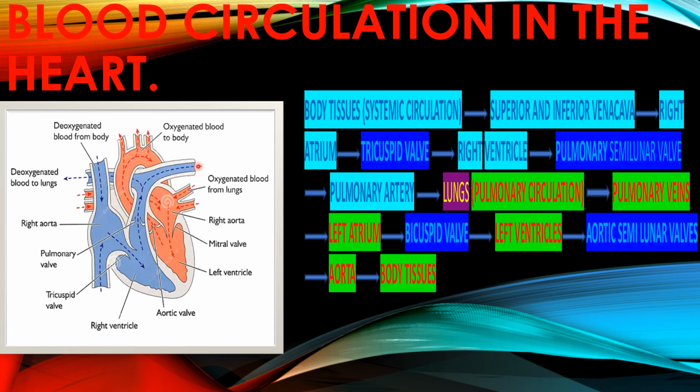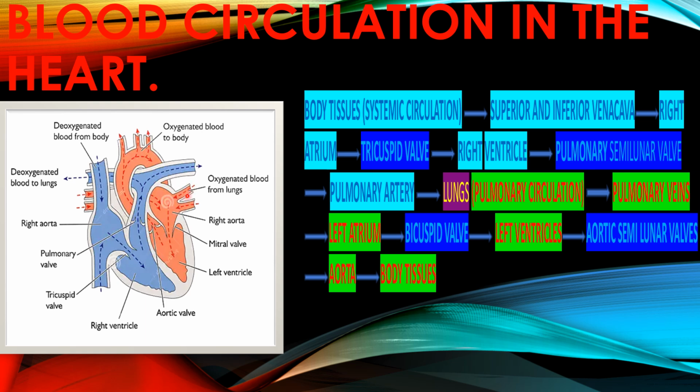Then from that point, that is in the lungs, what happens? The blood is oxygenated. It's added oxygen. With that addition of oxygen, what happens? The blood will flow back to the heart through the pulmonary vein. Once in the pulmonary vein, what happens? The blood flows to the left atrium.